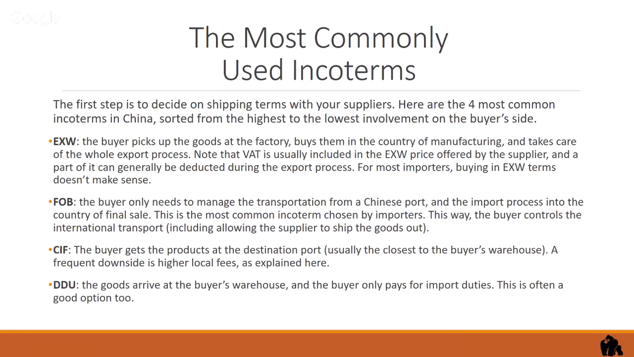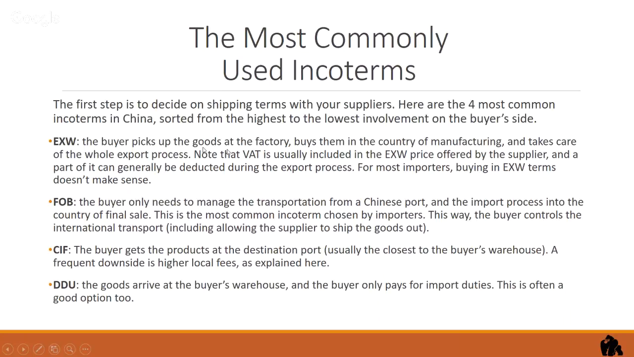FOB, this is the one I generally go for. The supplier is responsible for all costs to the point where that product is loaded onto the ship or loaded into the airplane. In other words, they will be paying for the import-export duties in China. That's it, and the products. And then the rest of it is down to yourself, FedEx.